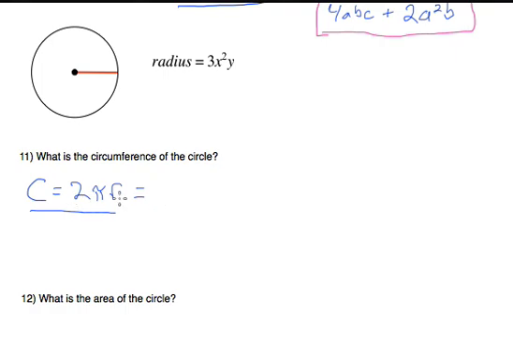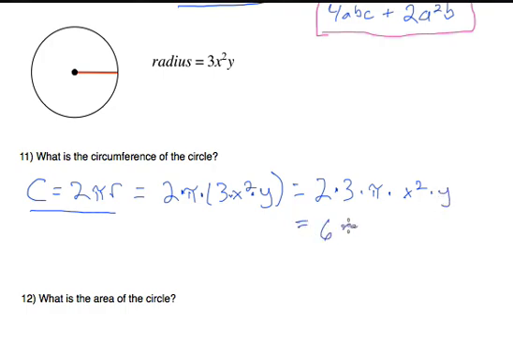It's easy. 2 pi r. Well, what's the radius? 3x squared times y. So 2 times pi times 3x squared times y. And this is just one big multiplication problem. Multiplication is commutative, so we can rewrite this. I'm going to skip a step here. I hope you all know that this is 2 times pi times 3 times x squared times y. So I'm just going to rewrite this as 2 times 3 times pi times x squared times y. And that leaves us with 6 pi x squared y.